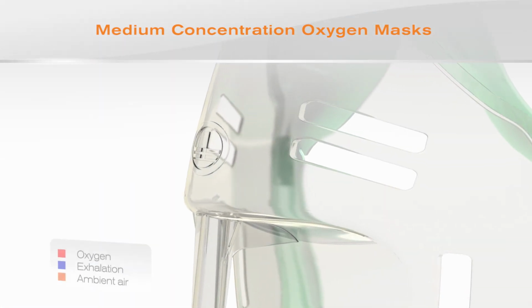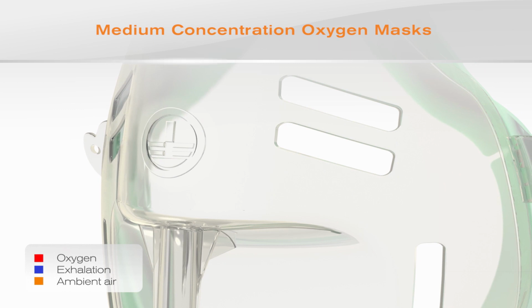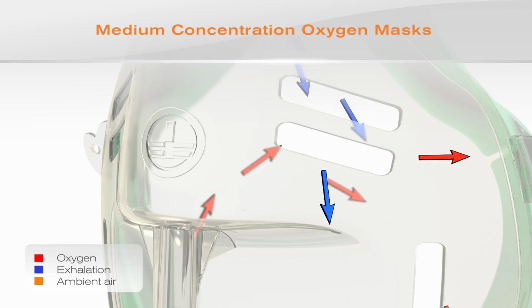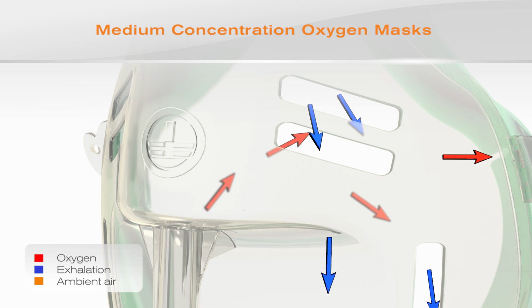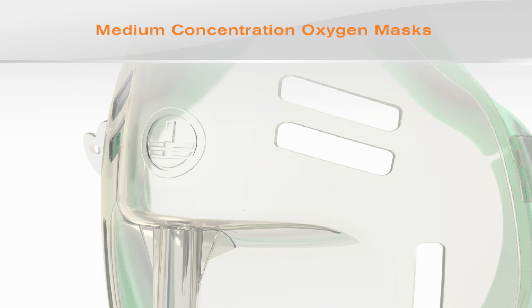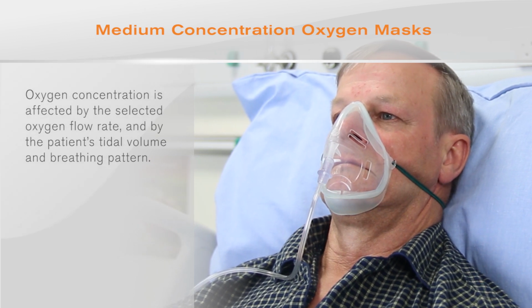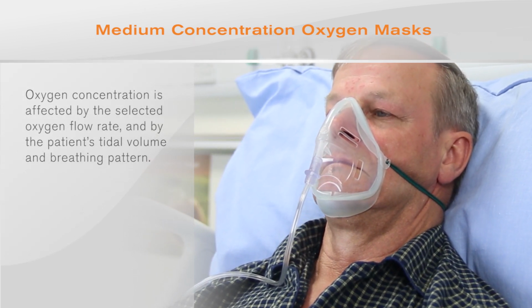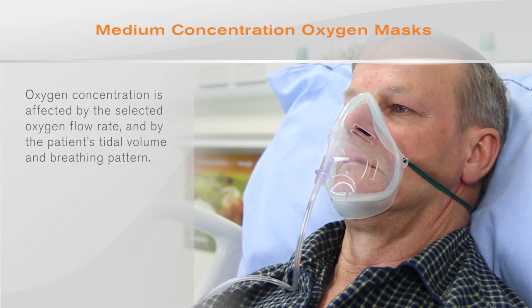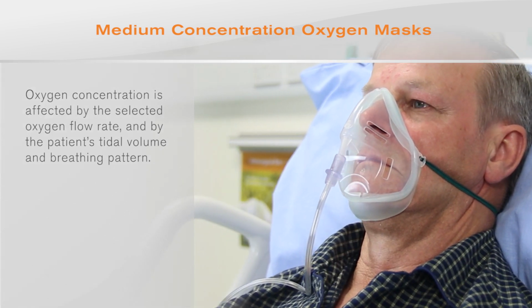The arrows demonstrate the manner in which gases are inhaled and exhaled by the patient. The red arrows represent the oxygen delivered to the mask. The orange arrows represent ambient air, which is drawn in through the mask vents as the patient inhales, and the blue arrows represent exhalation. Oxygen concentration is affected by the selected oxygen flow rate and by the patient's tidal volume and breathing pattern.